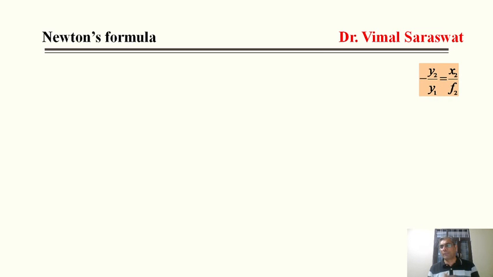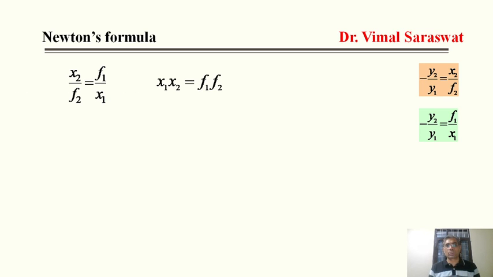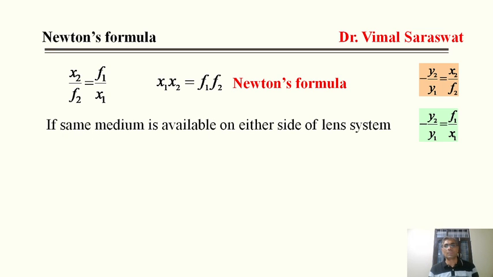Now minus y2 upon y1 is equal to x2 upon f2, and minus y2 upon y1 is equal to f1 upon x1. So by comparing these two equations, we get x2 upon f2 is equal to f1 upon x1, or x1x2 is equal to f1f2. And this formula is known as Newton's formula if same medium is available on either side of lens system.